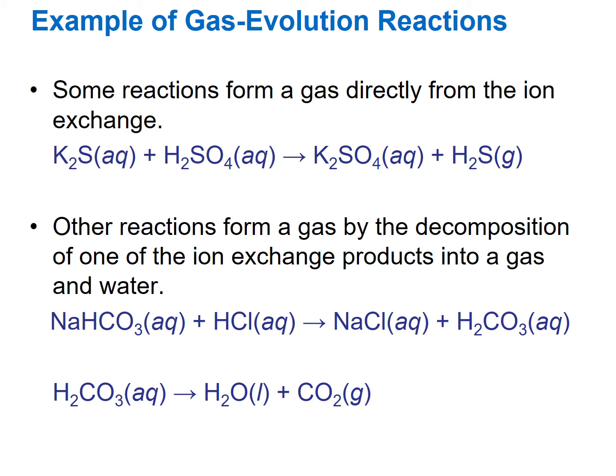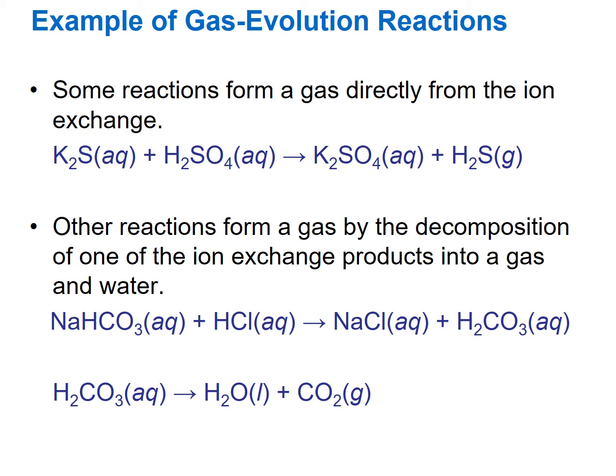So for example, an example where we have gas being created directly is when we take potassium sulfide and sulfuric acid and we mix them together. We can create the spectator ion, potassium sulfate, but then we end up creating hydrogen sulfide gas, which is some nasty stuff. So you'll be doing that one in the hood. Yeah, you won't be doing that one at your desk. But that creates the gas in one step.